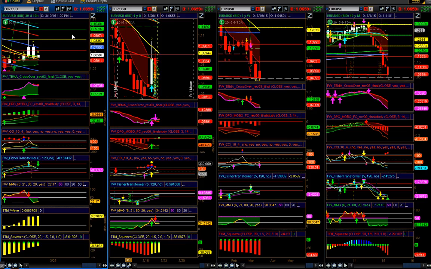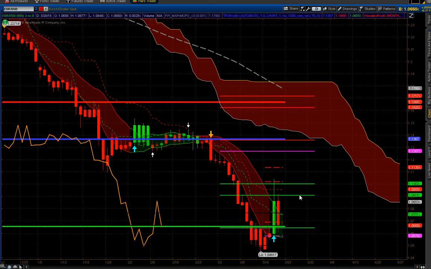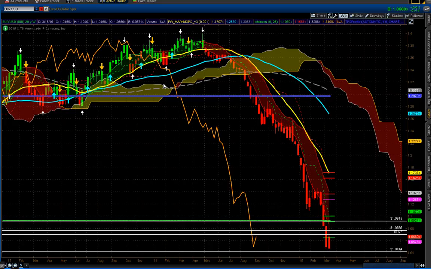Let's go here. Let's go to the weekly. These are monthly pivots, and this is where we're at right now. Let's get a little closer.